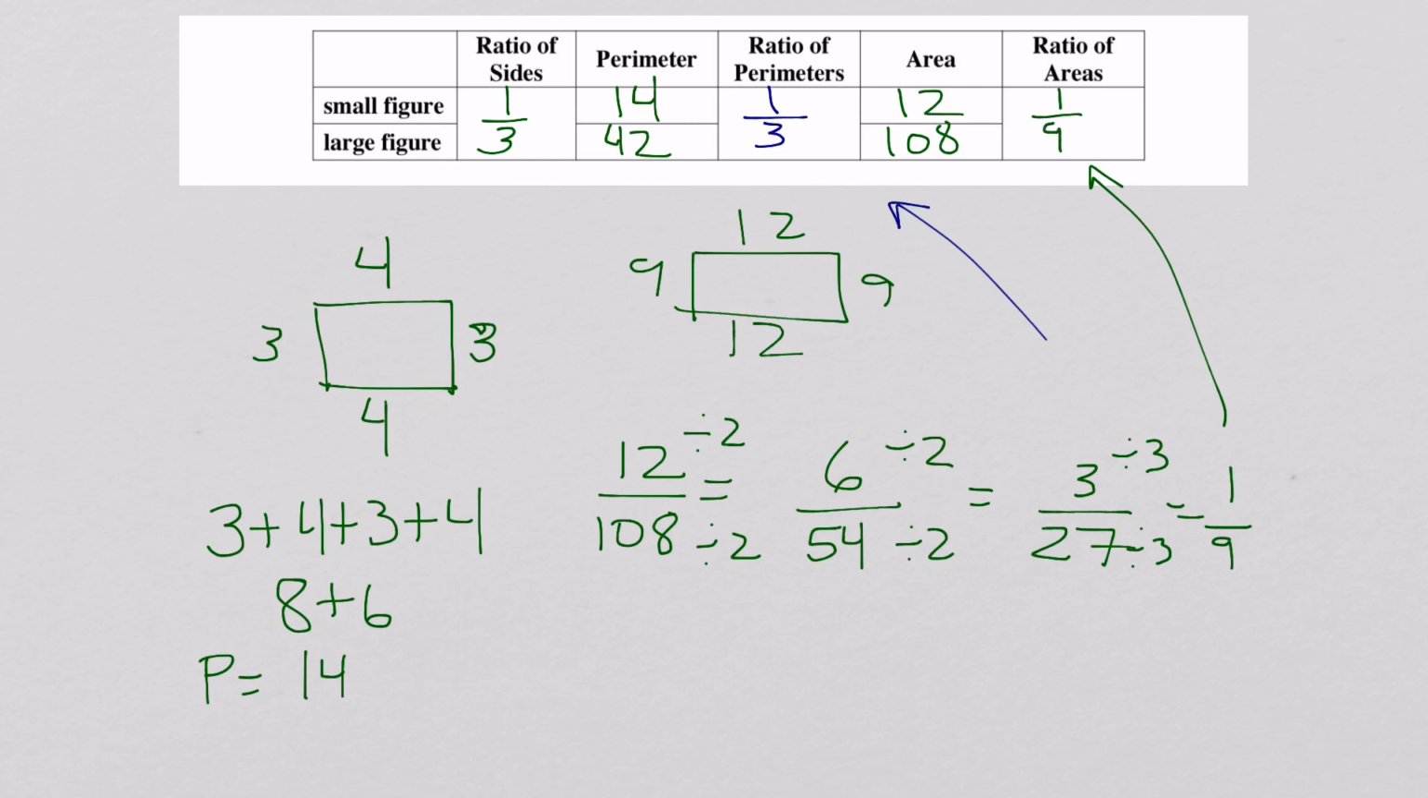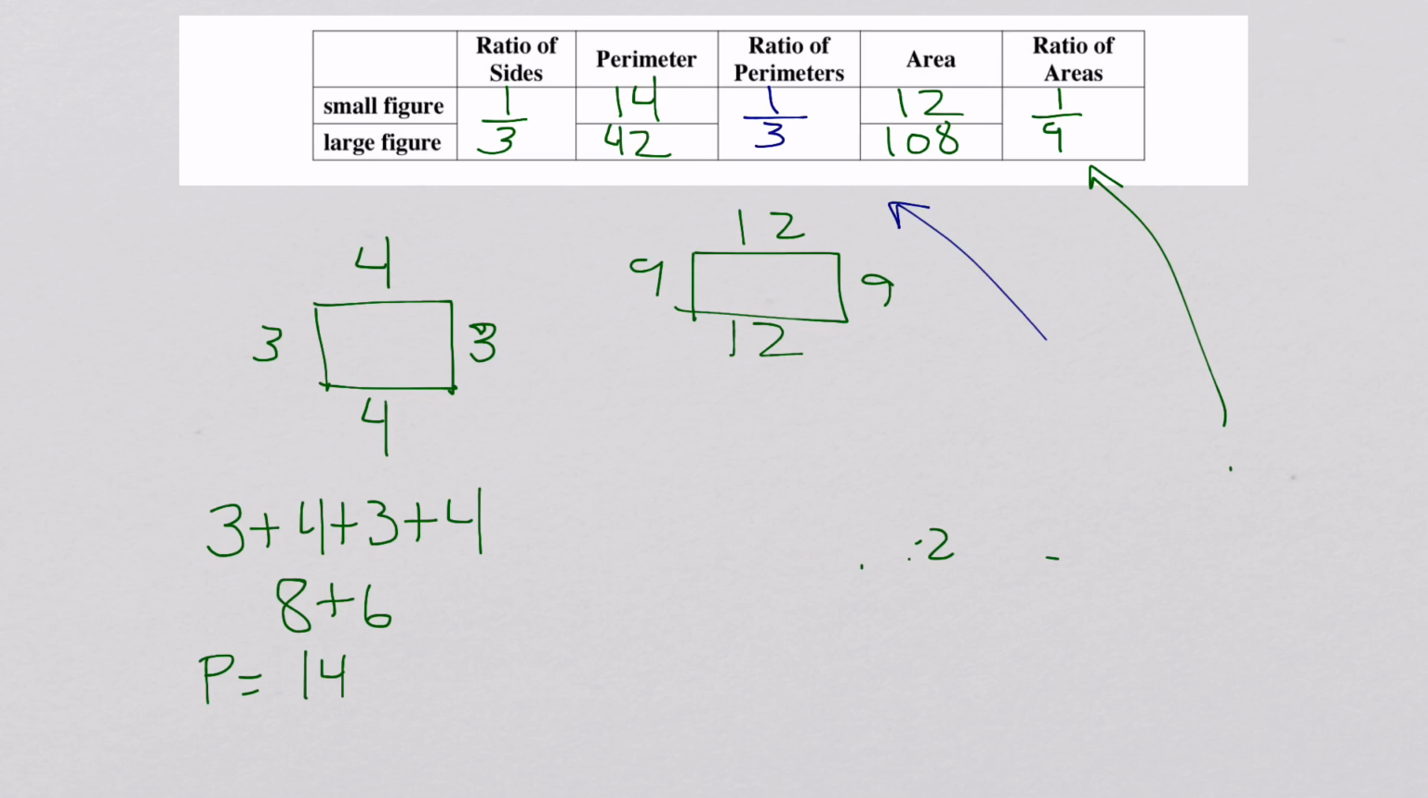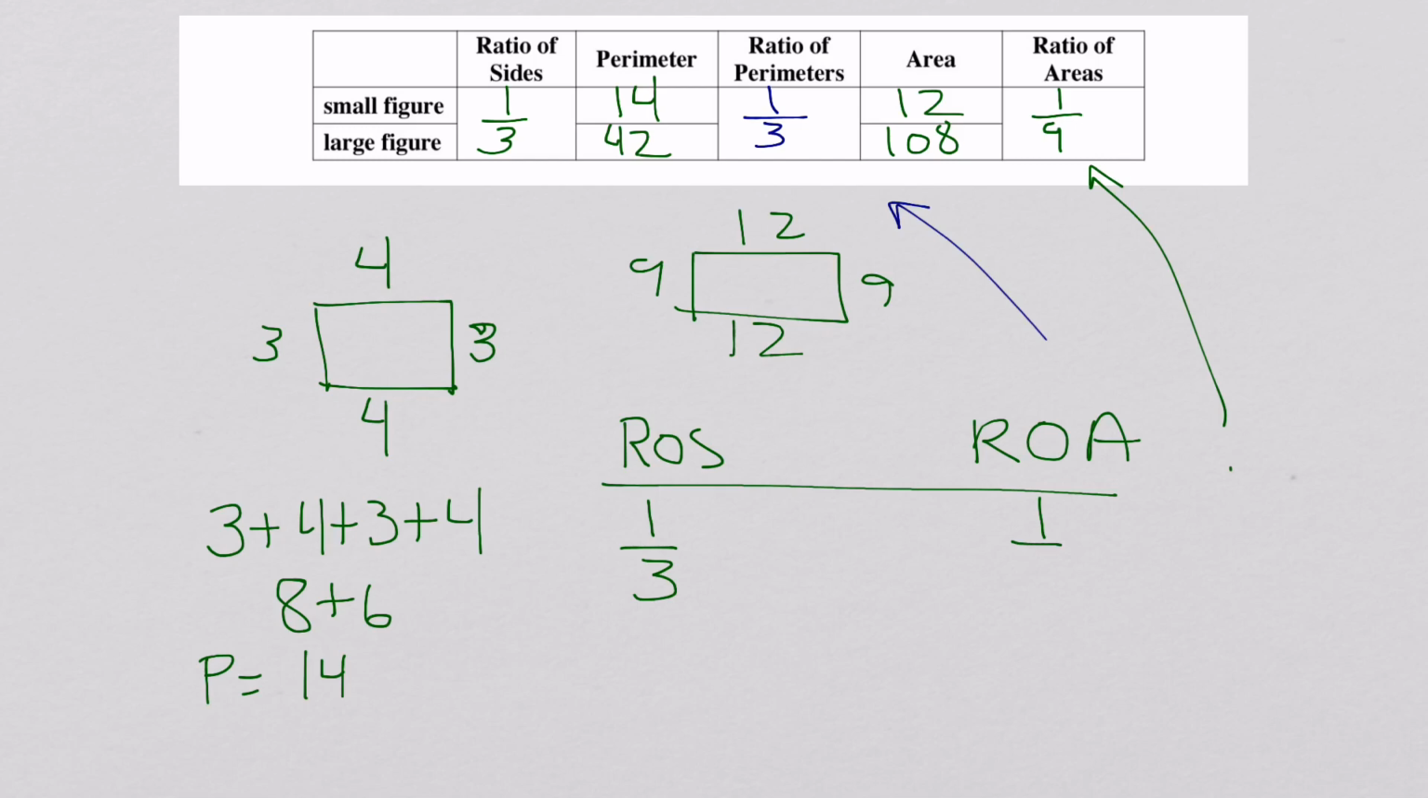So what you can tell here, the ratio of the sides and the ratio of perimeters is the same. However, the ratio of sides and ratio of areas is different. The ratio of sides to ratio of areas looks like this. For the ratio of sides, ROS, and ratio of areas, ROA, we have 1/3 and we have 1/9.